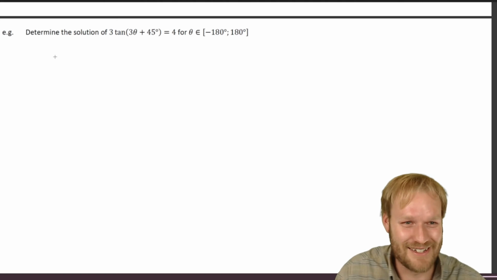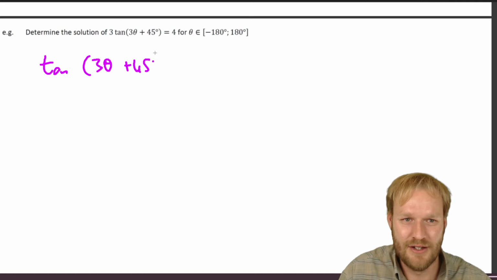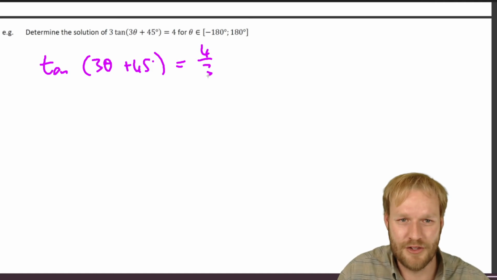So here we've got our thing and we divide both sides by 3. So we've got tan of 3 theta plus 45 degrees equals 4 over 3.